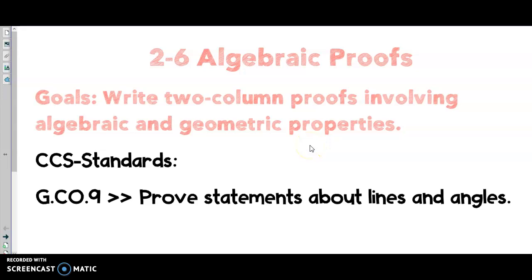Hello, geometry students. Today we are going to review very briefly the algebraic properties of equality that we can use to justify statements in algebraic proofs. So we're going to be starting with equations, maybe a little geometry setup, and then using these algebraic properties to justify. So this is going to be our first glimpse at proof writing using some content that we're already familiar with from Algebra 1. So that's what we're going to be working on today. So we're going to dive right in.